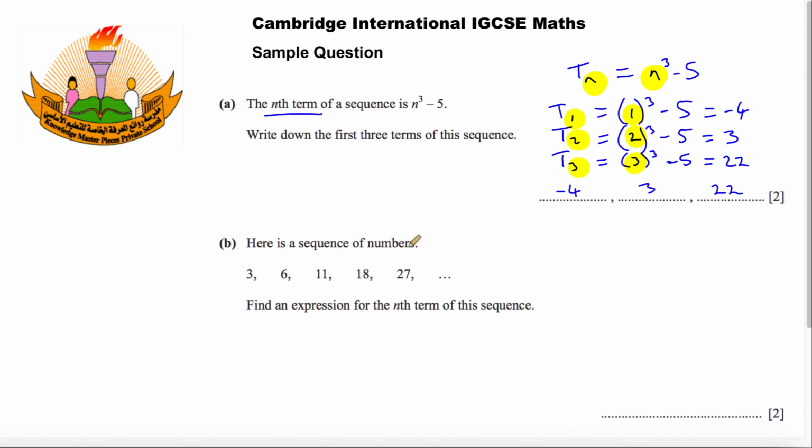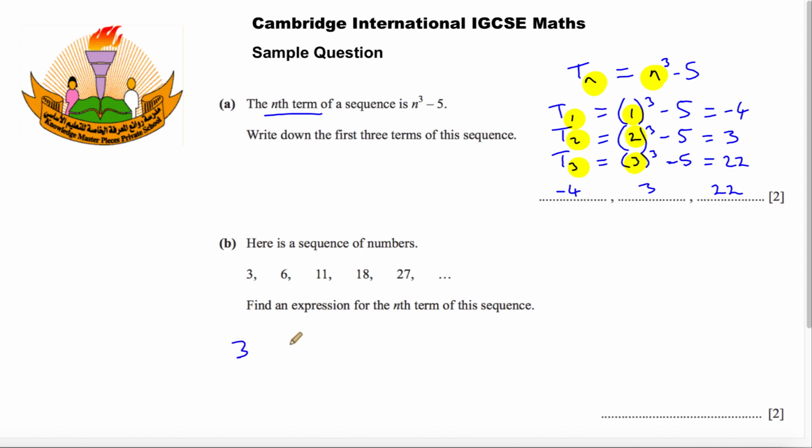Part B, here is a sequence of numbers 3, 6, 11, 18, and 27. Find an expression for the nth term of this sequence. Okay, so this time you're given the sequence and you're asked for the nth term. It's the reverse process of what we did up here.